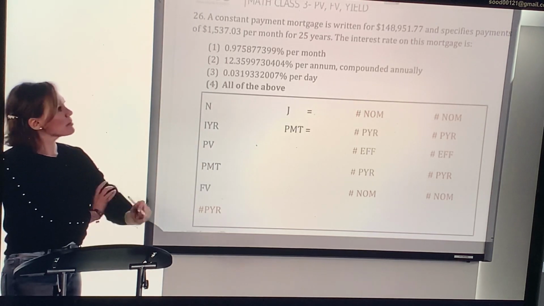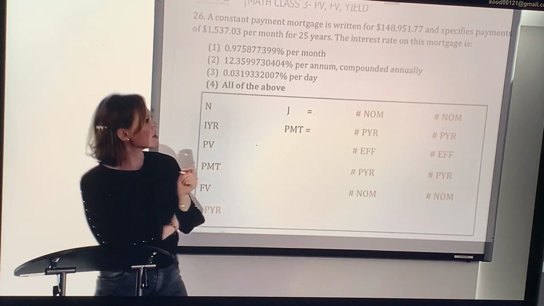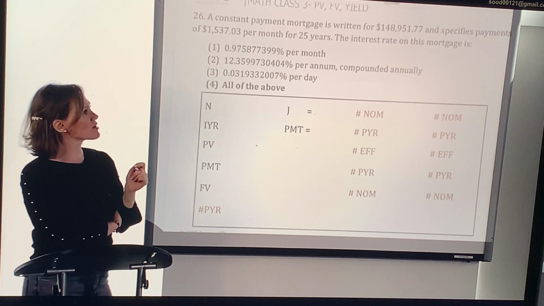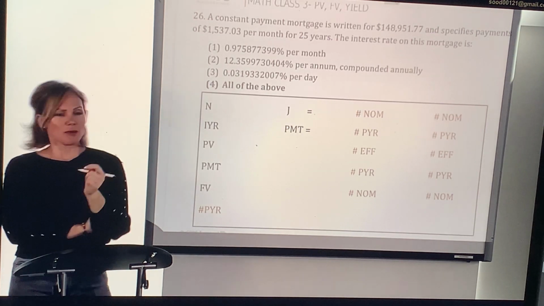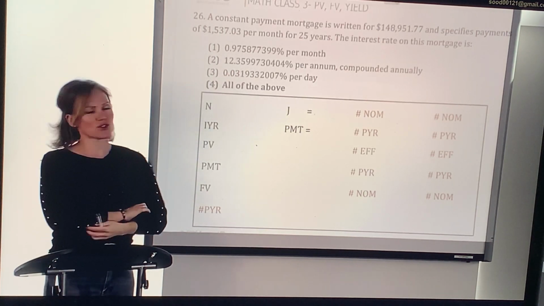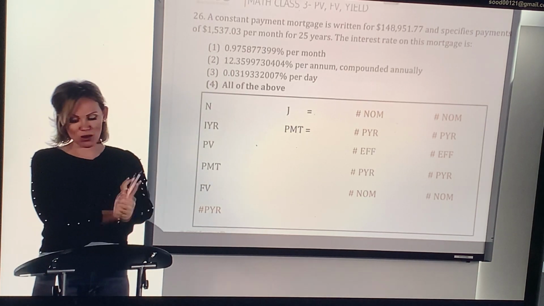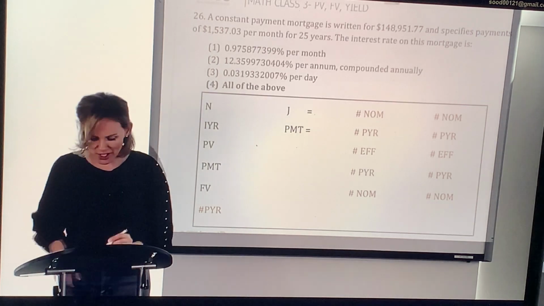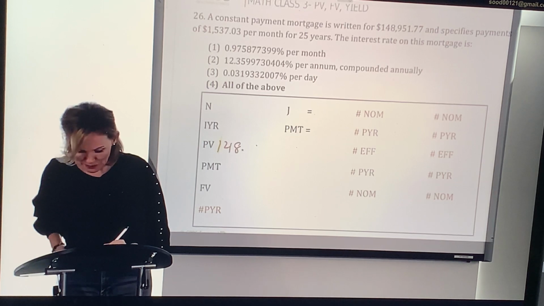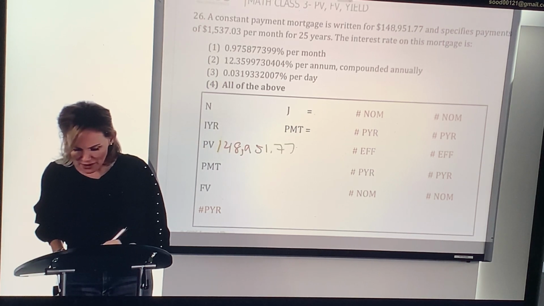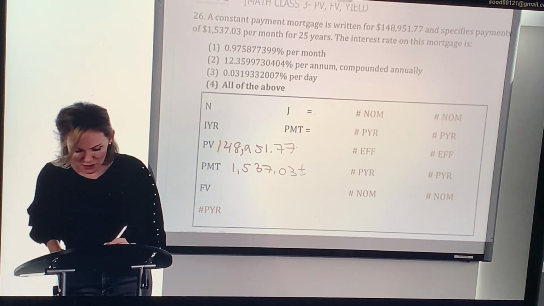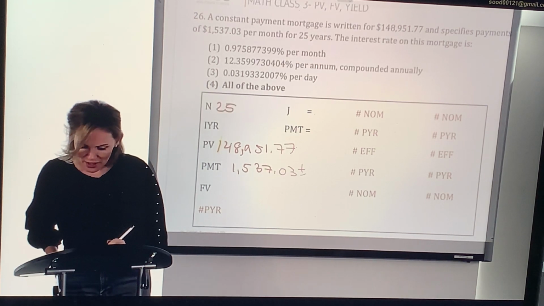Question 26. The contract mortgage is written at 148,951.77 and specified payments of 1537.03 per month for 25 years. The interest rate of this mortgage is... Now, this is a tricky question because you have quite a lot of information inside the question, but then you have to take every single answer that's given to you and convert it to what you want. So let's start with the question. We have a mortgage of 148,951.77, so we're going to put that as a present value. Payments are 1537.03 plus minus, for 25 years amortization.